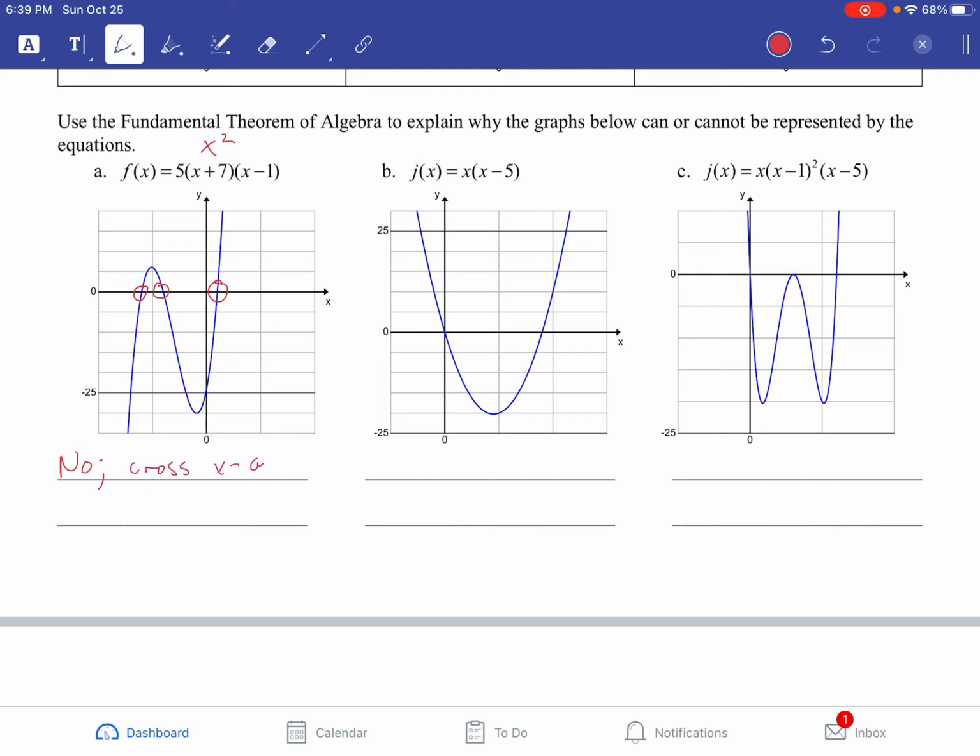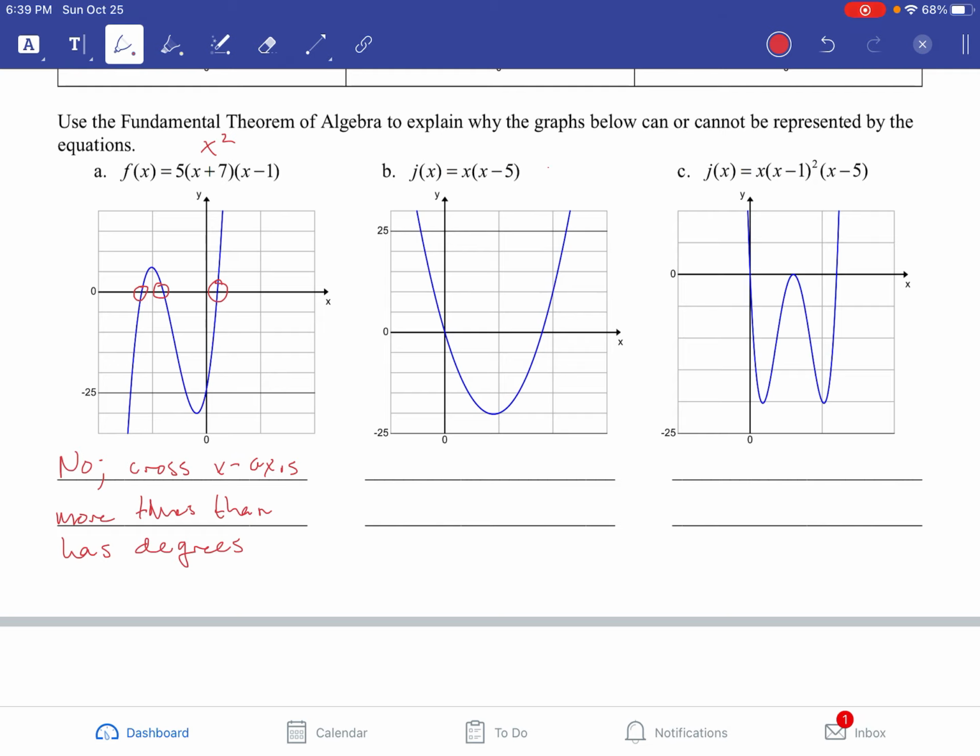It crosses the x-axis more times than it has degrees. So again, that's an example of something that doesn't work because it's passing through the x-axis more times than it has degrees. Okay, let's take the next one.